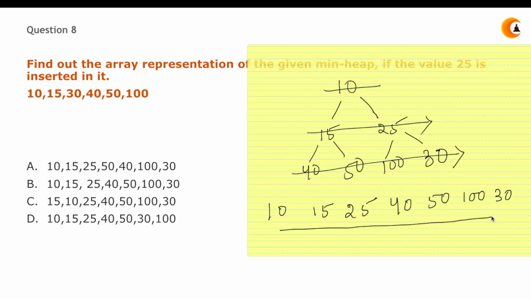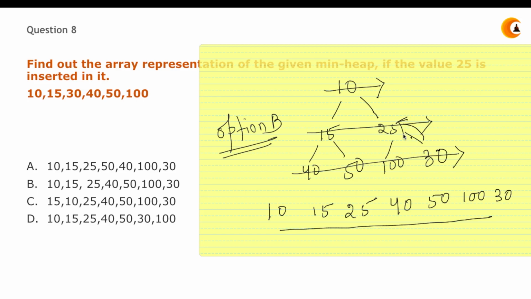Okay, wherever this option is, that is the answer. I assume the answer is in option number B. Right? So whenever you are solving for a min heap, make sure that the parent node is smaller than the child node. But if the parent node is not smaller than the child node, then swap them, just like we swapped 30 and 25.